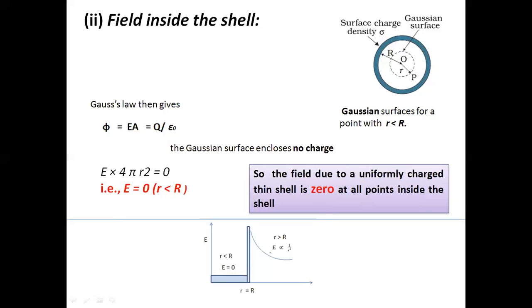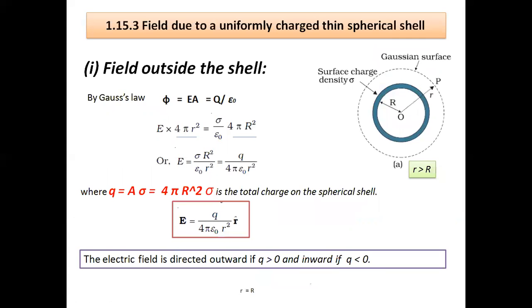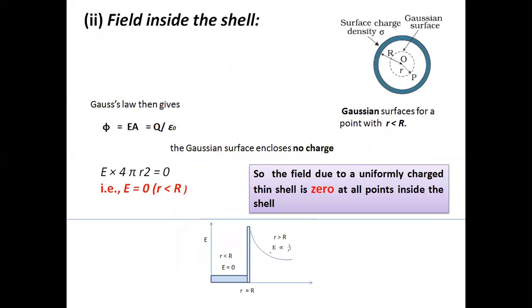So this is all about the field inside the shell, and this is all about the field outside of the shell. To understand this easily, this graph will be useful for MCQ solving. Otherwise you have to remember the whole theory. This graph shows electric field intensity E against distance. As we know, when small r is less than capital R, the electric field intensity is 0, as we already discussed in the above theory.